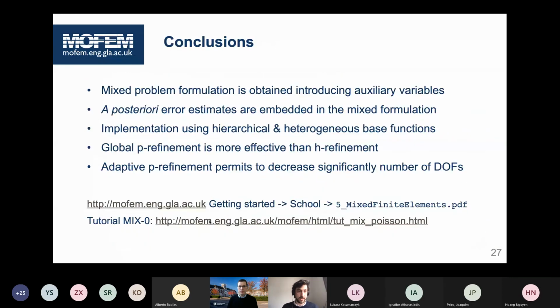So in this talk, I discussed what is the motivation for mixed problems and how they can be obtained by introducing auxiliary variables, what are the a posteriori error estimates and how they arise in the mixed formulation, and how the mixed formulation can be implemented with a hierarchical and heterogeneous basis. And what we saw with this simple example is that global p-refinement is usually more effective than h-refinement. And also we could see that adaptive p-refinement permits to decrease significantly the number of degrees of freedom.